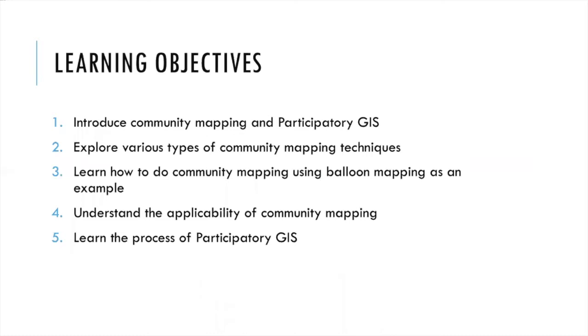We have 5 learning objectives. First, at the end of this webinar, we should be able to introduce to you community mapping and participatory GIS. We will explore various types of community mapping techniques. We will learn how to do community mapping using balloon mapping as an example, and understand the applicability of community mapping depending on your research project. We should also be able to learn the process of participatory GIS.